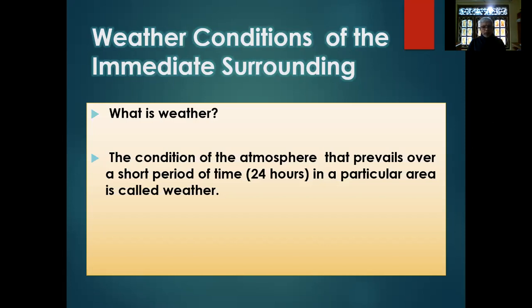Over a short period of time. Here the short period of time is referred to as 24 hours. That means simply a day. That means 12 daytime, 12 night time, together 24 hours a day. In a particular area, the area we refer to. It may be Colombo. It may be Kurunegala. It may be Vavuniya, it may be Ratnapura. A particular area is called weather. Then I think you got an idea about weather.